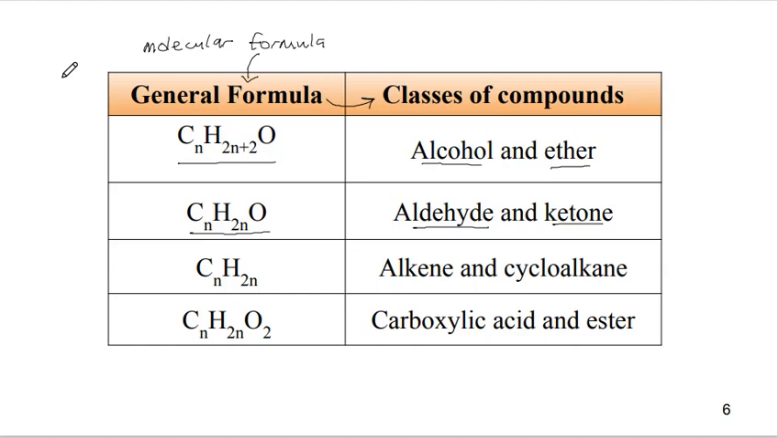Okay, next, for general formula CnH2n, kita boleh ada alkene dengan cycloalkane. And then last sekali CnH2nO2, class of compound yang boleh ada dengan general formula ni adalah carboxylic acid dan ester.